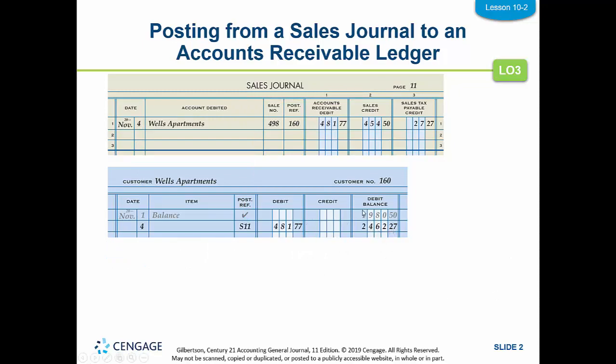246227. 198050 plus 48177. These two added together. So these two added up gets you your new balance.